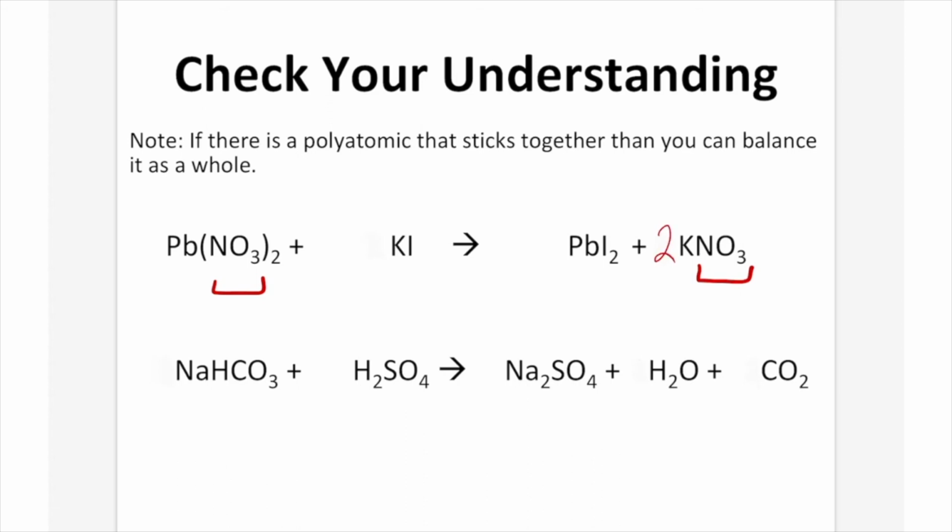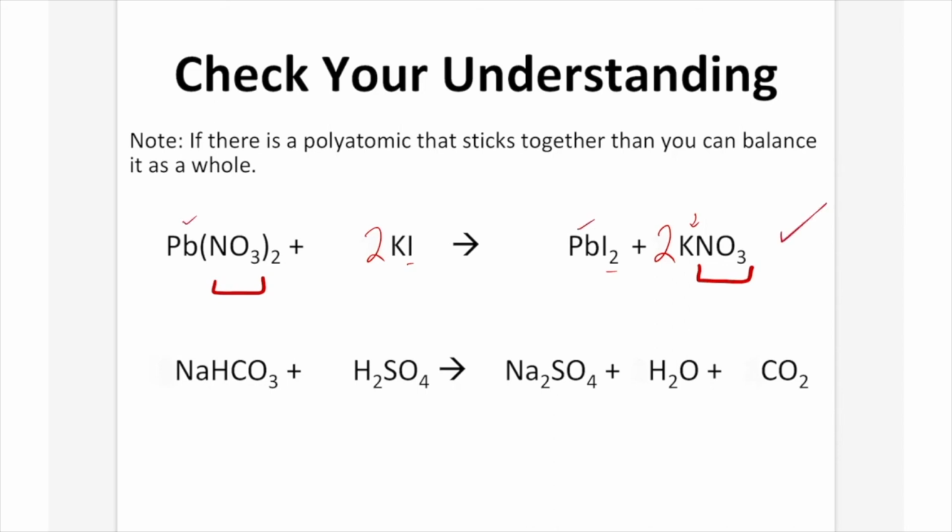So what are we going to look at next? Well, let's pick potassium. There are 2 potassiums on the right-hand side. We know 2 times 1 on the right-hand side. So now we're going to put a 2 in front of the KI on the left-hand side. So the potassiums are balanced. Let's pick our next element. There are 2 iodines on the left-hand side, and 2 iodines on the right-hand side. So it's good. The only element left is Pb. There's 1 Pb on the left, 1 Pb on the right.